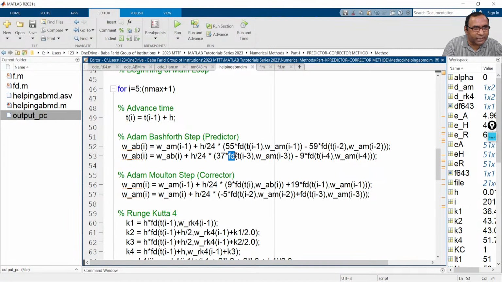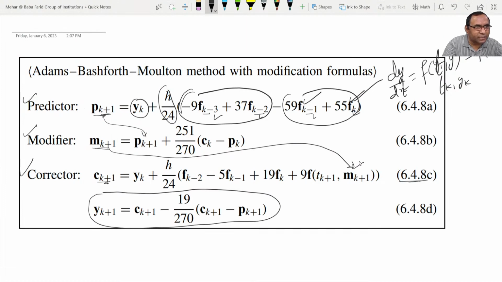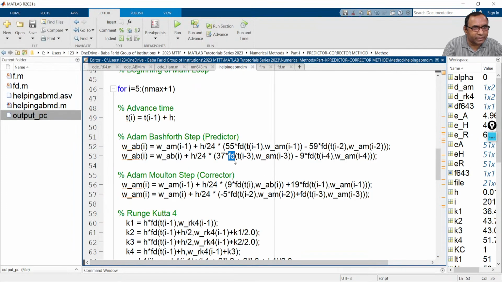37 FD, then Ti minus 3, comma, WAM I minus 3, minus 9 FD, Ti minus 4, and WAM I minus 4. See, this value and this value, minus 9 and 37. This is minus 9, this is 37. So this part and this part are same. You can write these 2 equations in the single part, but to make it easy, we can write in this way also.